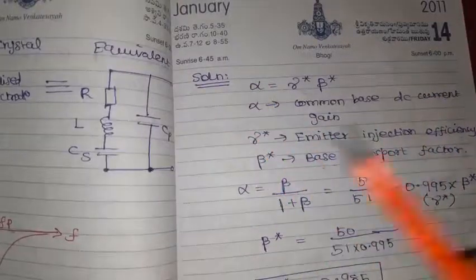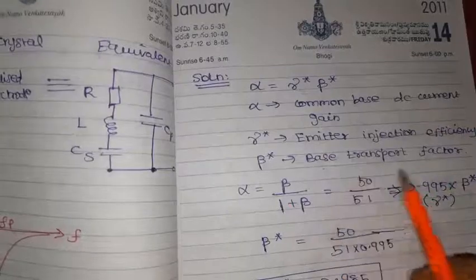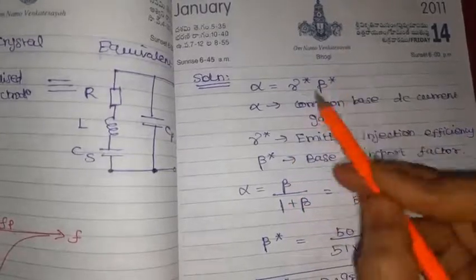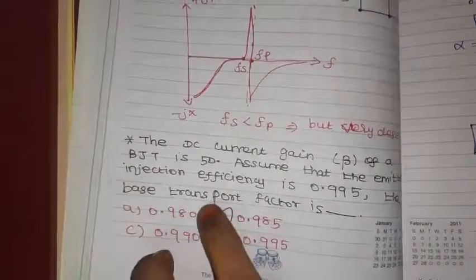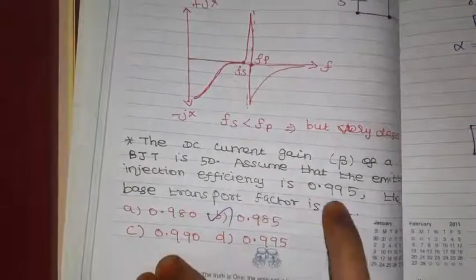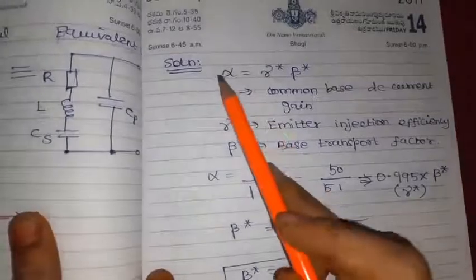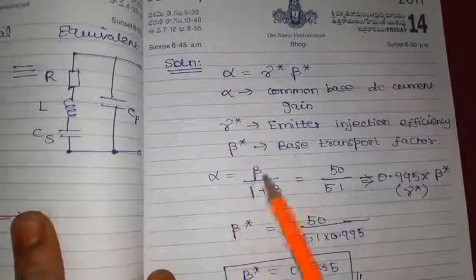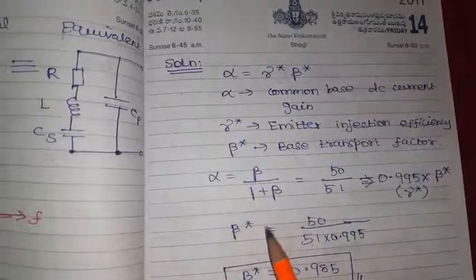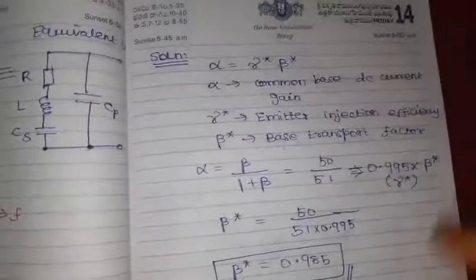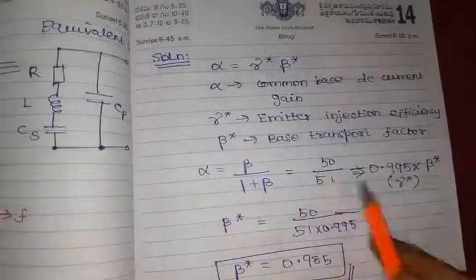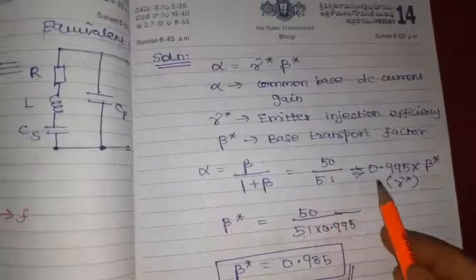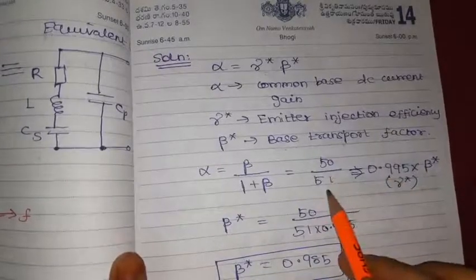So what we need to find out is the base transport factor beta star. Gamma star is given, and the beta value is given. From that formula, we find the alpha value from the beta value. Beta value is 50. From that beta, what is the relation? Alpha equals beta divided by 1 plus beta. So this is nothing but 50 divided by 51.